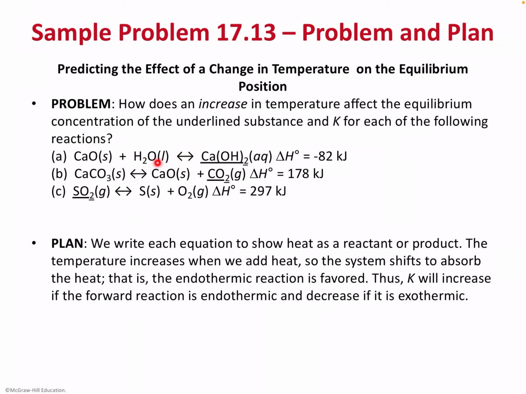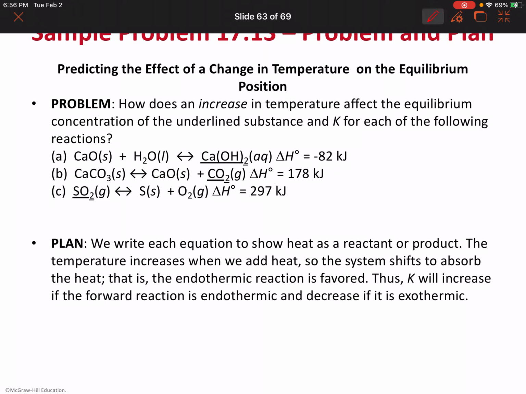Calcium oxide plus liquid water, solid, gives you calcium hydroxide, aqueous, and the delta H naught for this reaction is given as negative 82 kilojoules. If it is negative 82 kilojoules, is it an exothermic or an endothermic reaction? This is an exothermic reaction. So in an exothermic reaction, is heat a reactant or a product? It's a product, because you are releasing heat. So calcium hydroxide plus heat are both your products.